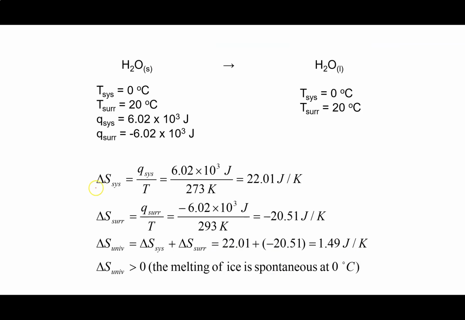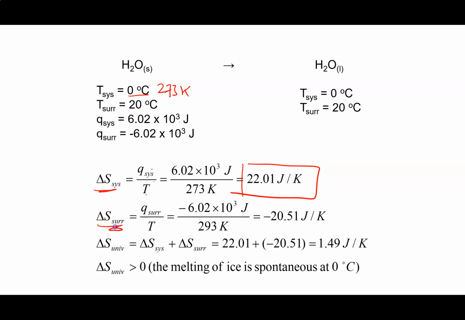For our system, the entropy change will be the heat transferred, 6.02 by 10 to the 3 joules, divided by the temperature of the system, which was 0 degrees Celsius or 273 K. And so when we do that, we see that the entropy of the system has increased by 22.01 joules per Kelvin.